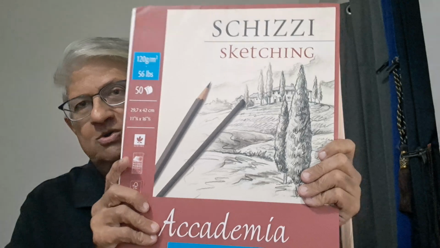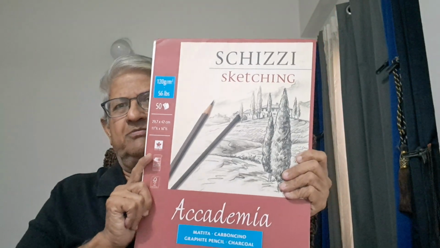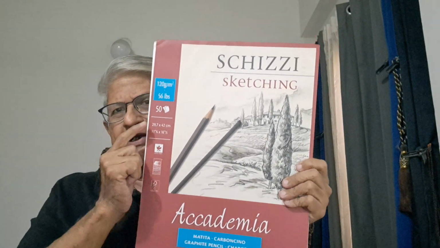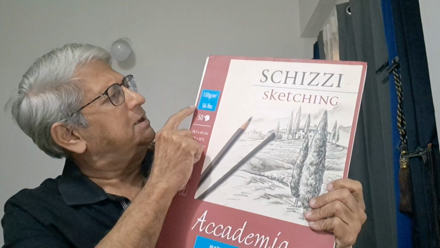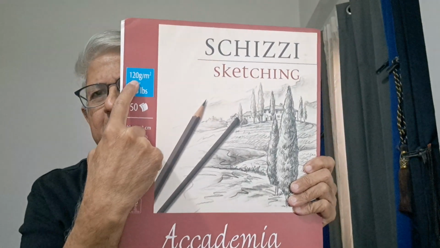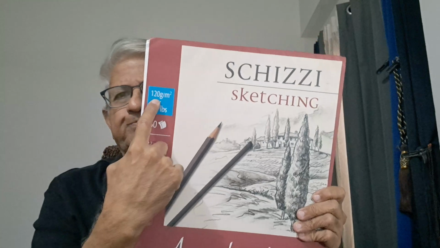My most favorite paper is having 120 GSM and Fabriano. So let me show you. This is the Fabriano 120 GSM. You can see here 120 gram per square meter. So this paper, and if you can see here, you cannot see the teeth.